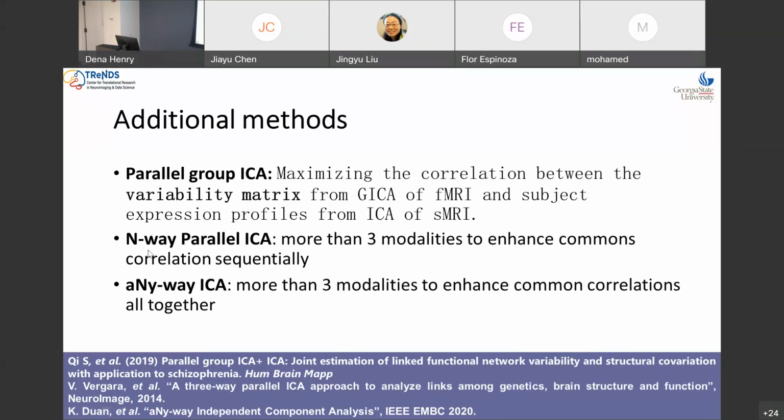And we also have N-way parallel ICA and anyway ICA. Those two are for data fusion where 3 or more modalities are involved. The only difference is that the N-way parallel ICA just tries to maximize the pairwise correlations one by one, in a sequential manner. But anyway ICA maximizes the mutual information within the joint components. So those are two approaches for data fusion with more than 3 modalities. And I think that's all for parallel ICA-based approaches.